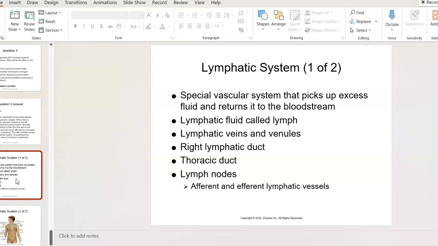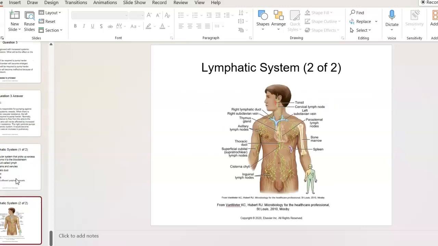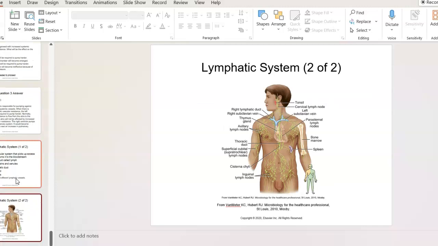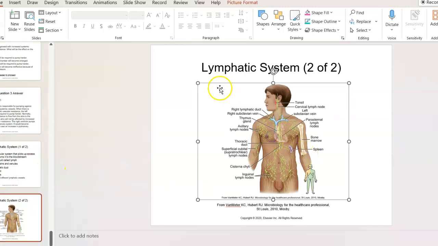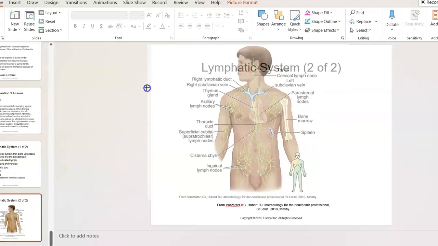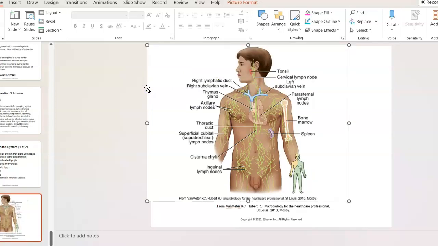Now, don't forget, we also have lymph nodes where we have collections of T cells and immune cells to fight off infections. And we all know those because they can get enlarged if somebody has some sort of infection going on. Here is a picture, which to me, a picture is worth 1,000 words.